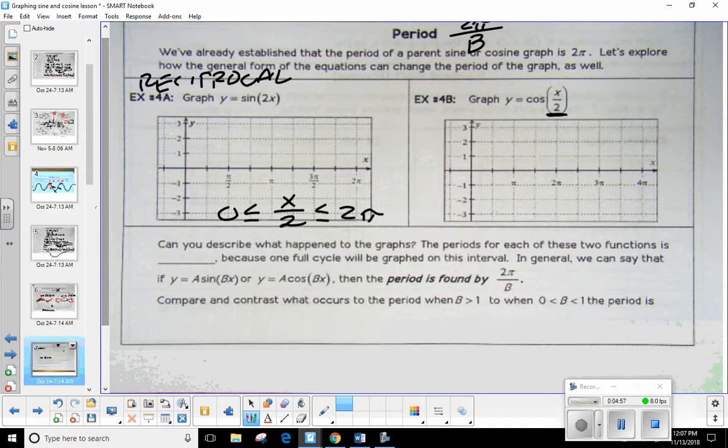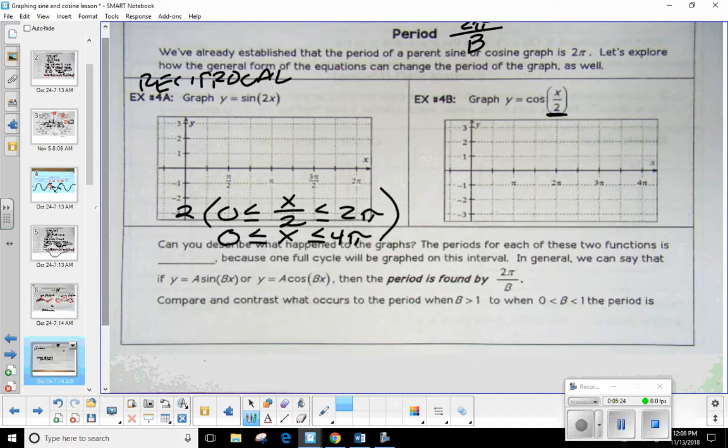So the first part is to go ahead and simplify this compound inequality. I want just x in the middle. So how can I get rid of that 2? Just multiply the whole thing through by 2. So 2 times 0 will still give me 0, less than or equal to, the 2's cancel, there's my x, less than or equal to 4 pi. So I've got my compound inequality solved. That's always the first part.